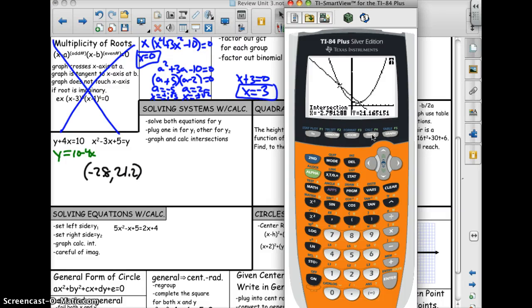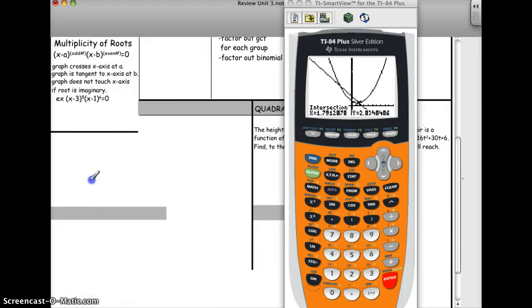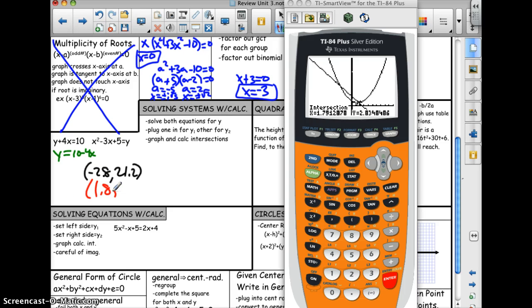To find the other intersection, it's very similar. It's the same procedure. Just make sure you move the cursor closer to that intersection, and that's close enough. Hit enter 3 times. Make sure that it jumps to the intersection you want, all right? And then go from there. So then my other solution is 1.8, comma, 2.8. There we go. That's how you can use the calculator to graph. By the way, to receive full credit for a graphic solution here, I need to draw my picture, right?